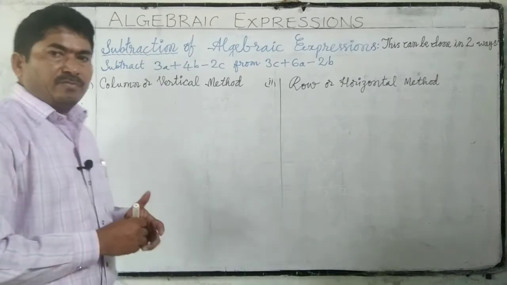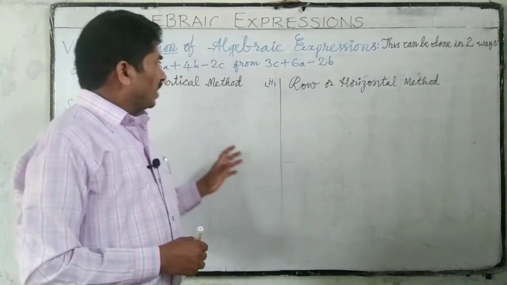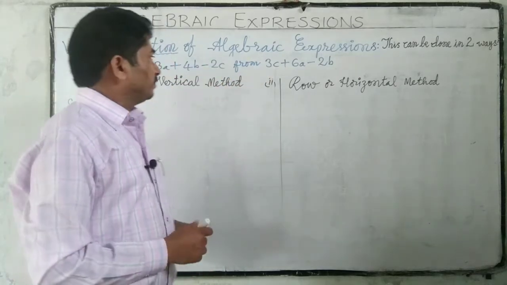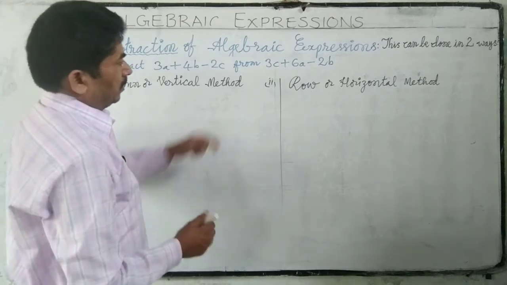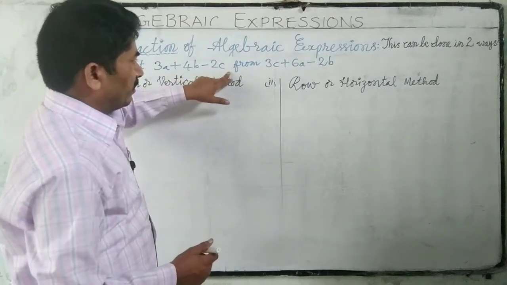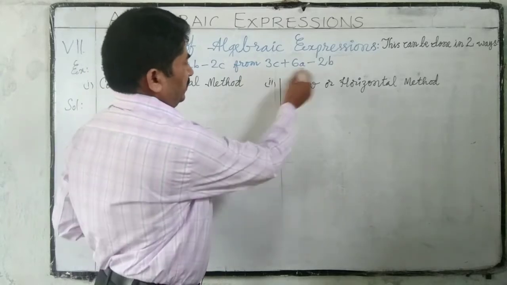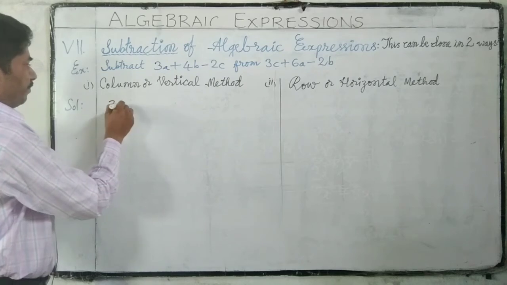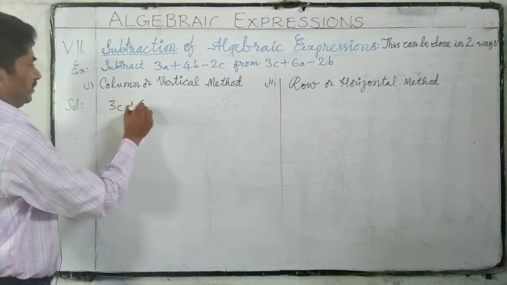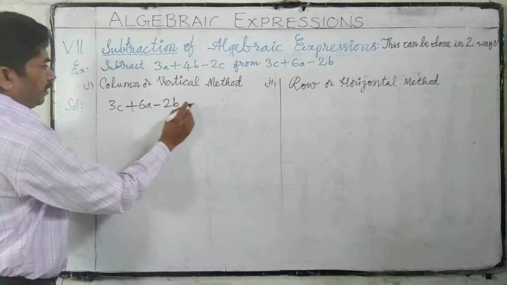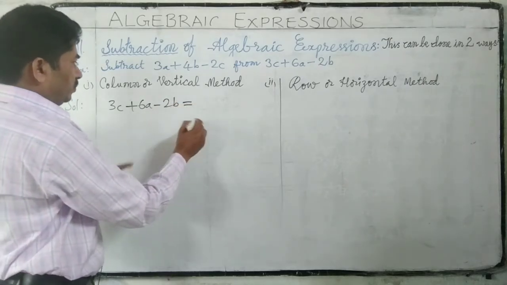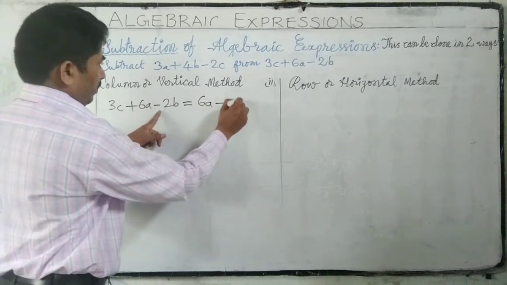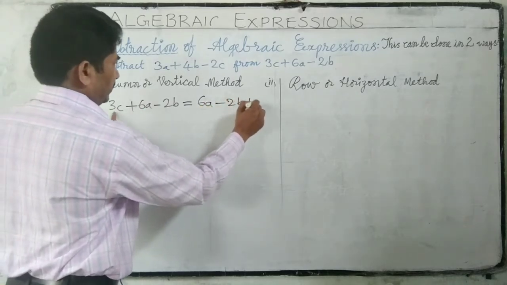In this column or vertical method, first we have to write the given expressions in standard form. This is in standard form only, but this is not in standard form. That's why we have to make it standard form. 3c plus 6a minus 2b is not in standard form. So first we have to make it standard form: 6a minus 2b plus 3c.